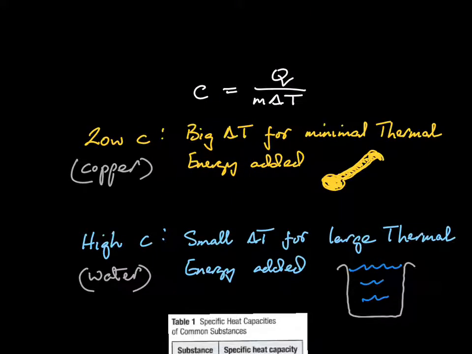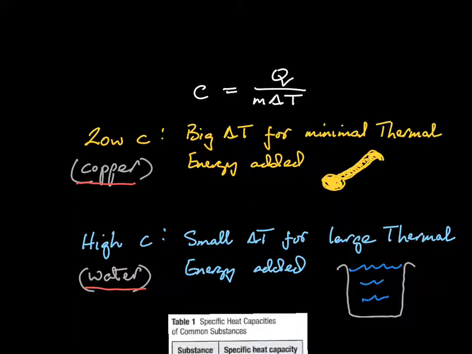So what does this mean in the real world? Well, a material will have a low specific heat capacity, a low value for c, if it has a big change in temperature for minimal thermal energy added. So we see this with materials like copper, materials that are good conductors, metals normally. And a high specific heat capacity means that a small change in temperature is seen for large thermal energy added. So a lot of thermal energy needs to be added to get a shift in temperature. And we see that for good insulators, and water is a good example of that.